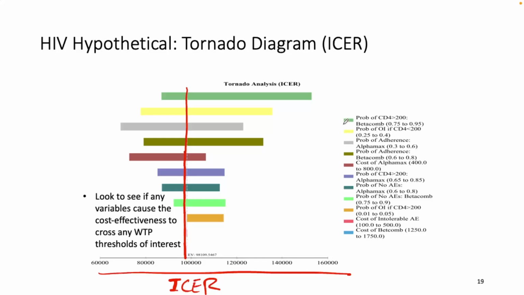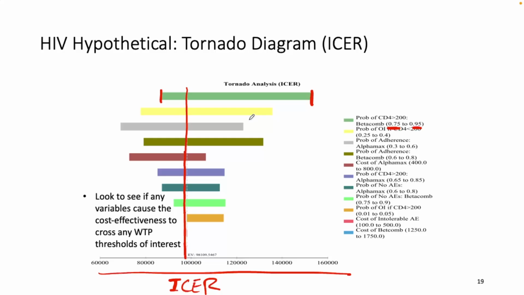So, right here, if you look at our key or legend, the green bar represents the probability of having a CD4 count greater than 200 with Betacom. So our range was 0.75 to 0.95. And as we varied this parameter in the model, we came up with a low and a high ICER, and then we graph it. And then we say, well, what was the next parameter that had the most impact on the model? And then we just draw it down.